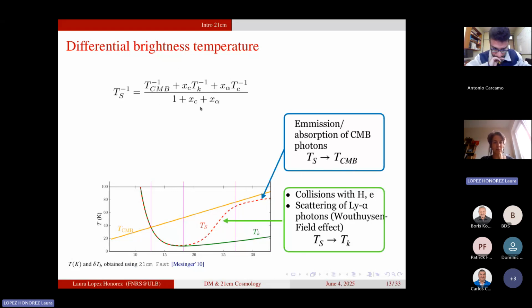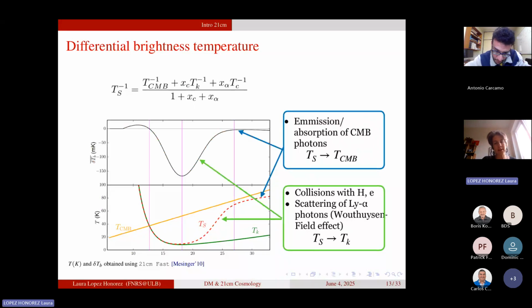At the end of the day, the spin temperature is given by a rather simple expression that tells you that in the range of redshift that we are interested in, the spin temperature should either be equal to the CMB temperature, when emission and absorption of CMB photons is driving the signal, essentially inducing the spin flip transition, or to the gas temperature, when scattering of Lyman alpha photons is inducing mostly the spin flip transition, which naturally happens with a very low frequency. Okay.